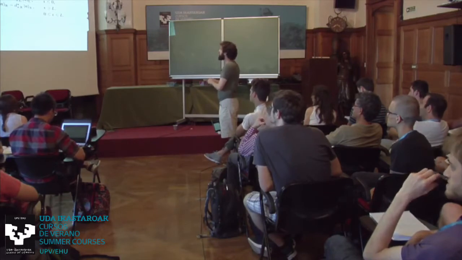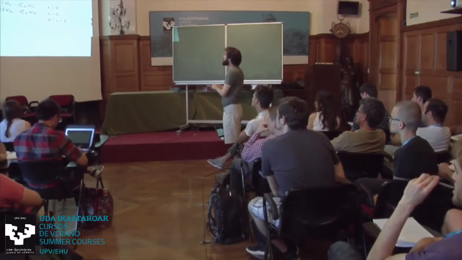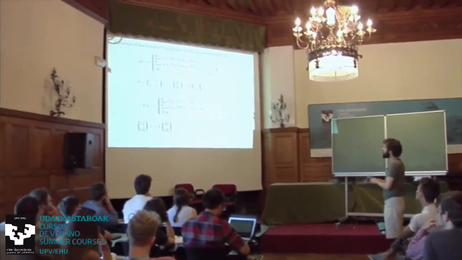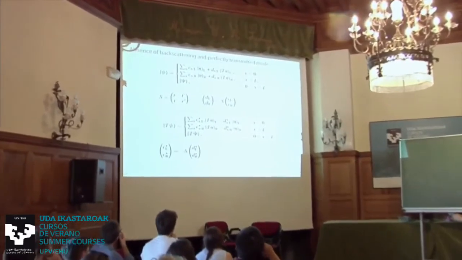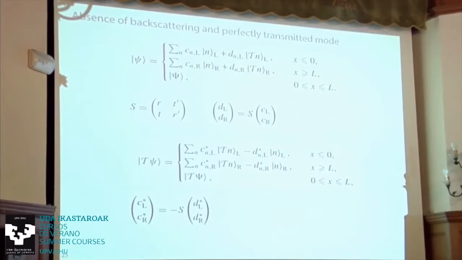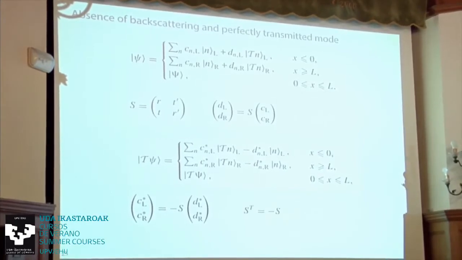So here I can, again, relate the coefficients of the incoming modes to the coefficients of the outgoing modes. And it's just that now instead of being c's, it's d's, and there's a minus sign. But if I take the complex conjugate of this equation, then I will get an equation that looks like this if I multiply by S inverse. And that implies that the scattering matrix is anti-symmetric.